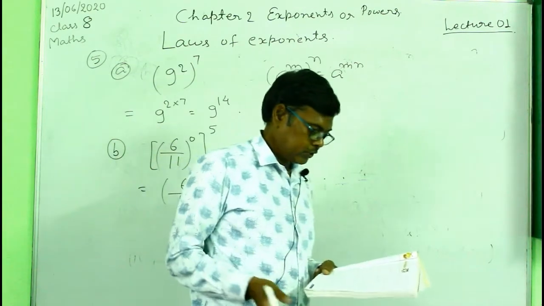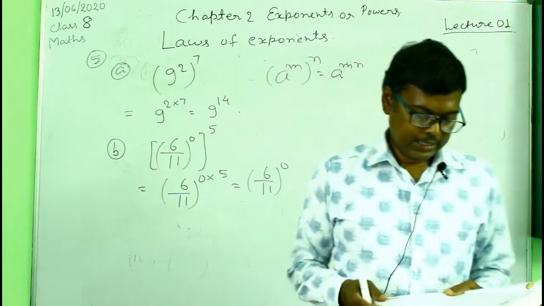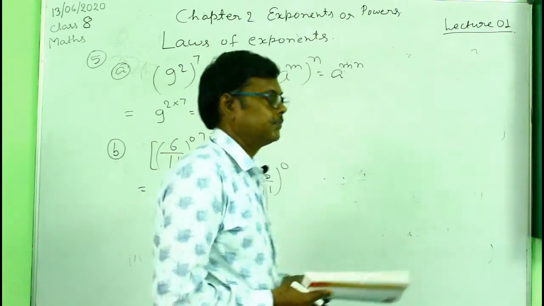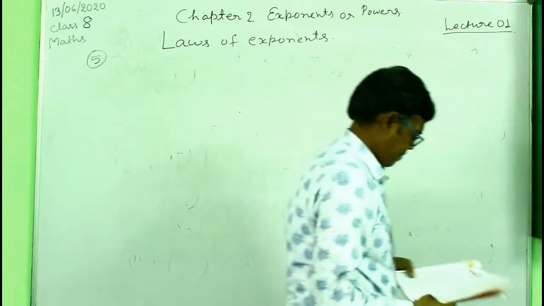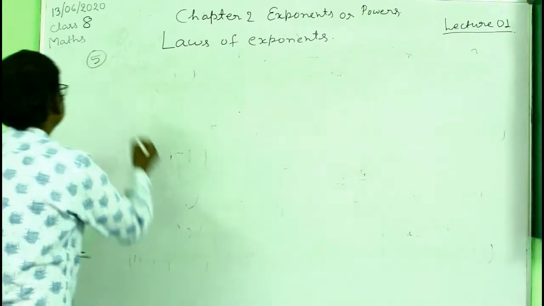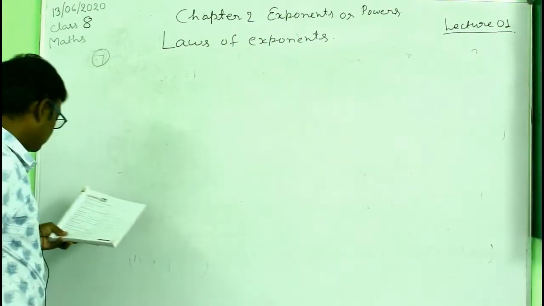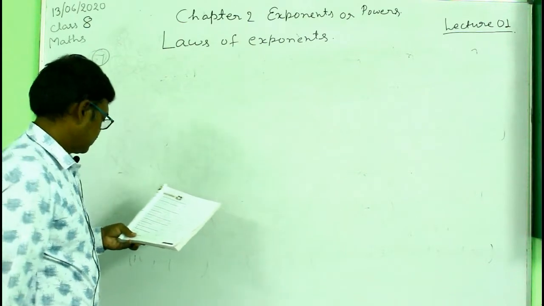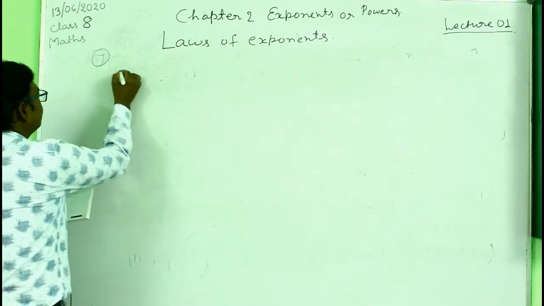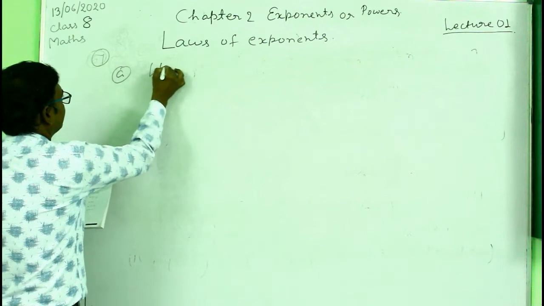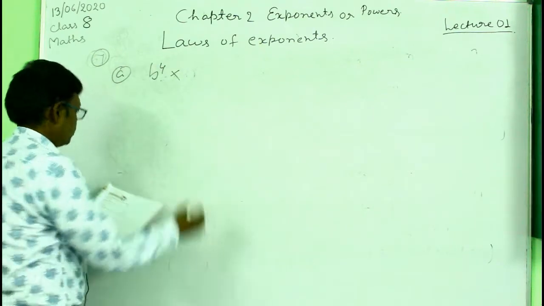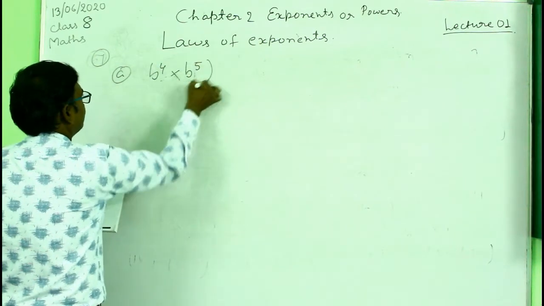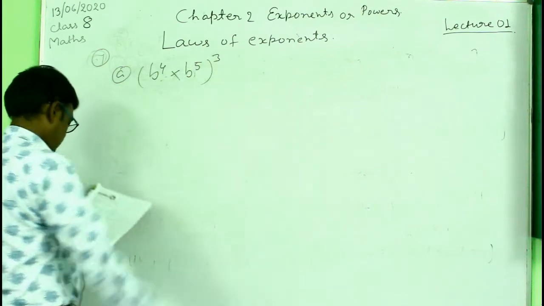So you will do the question C and D yourself again. Now question number 6. Question number 7, b to the power 4 into b to the power 5 to the power 3.